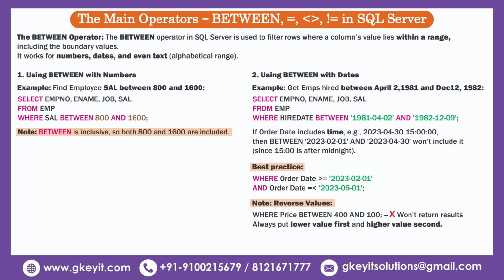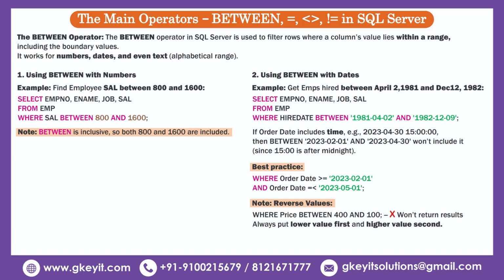We have a note here. Between is inclusive. That means in the output, it will include 800 and 1600 as well as the values in between these two numbers. Coming to the second scenario, using between with dates. For example, to get employees hired between two dates, we have a query: select employee number, employee name, job, salary, and hire date from EMP where hire date between these dates.